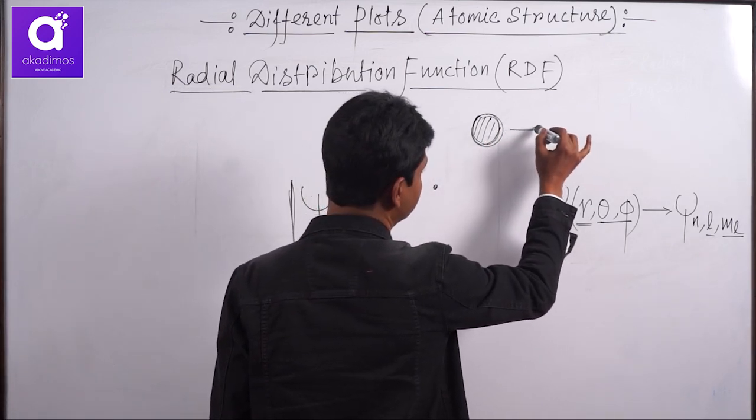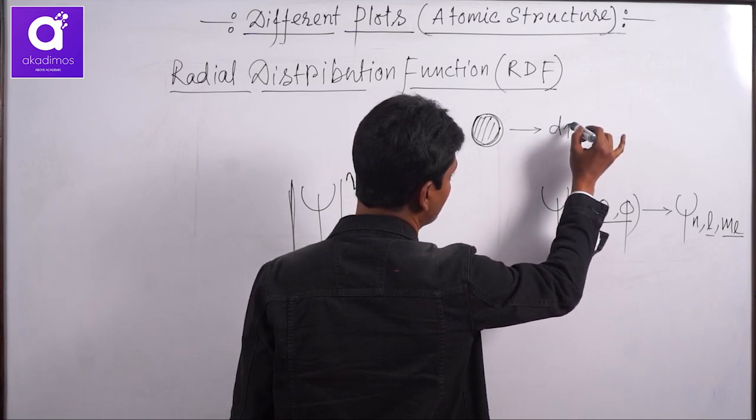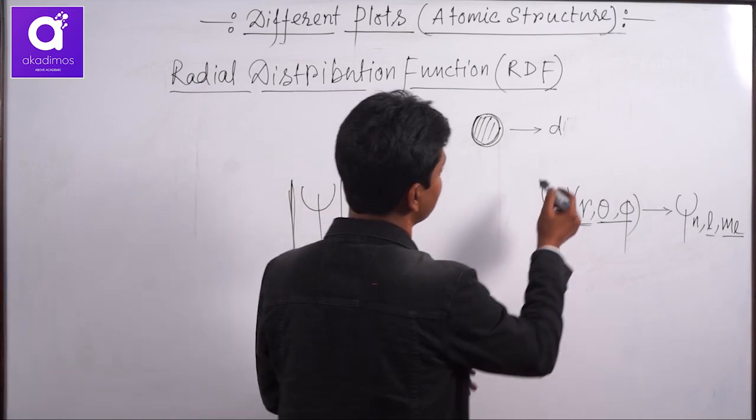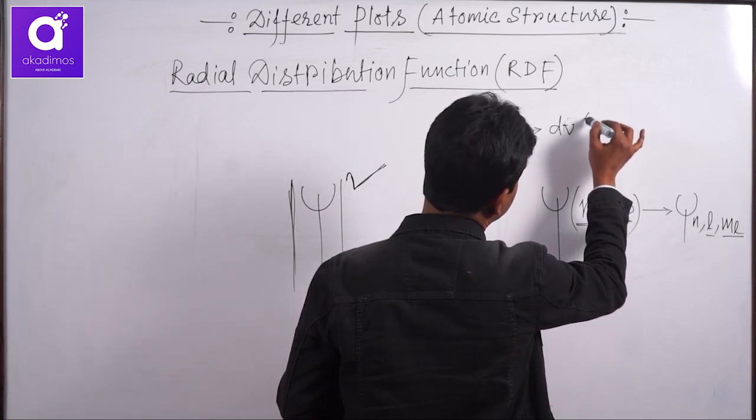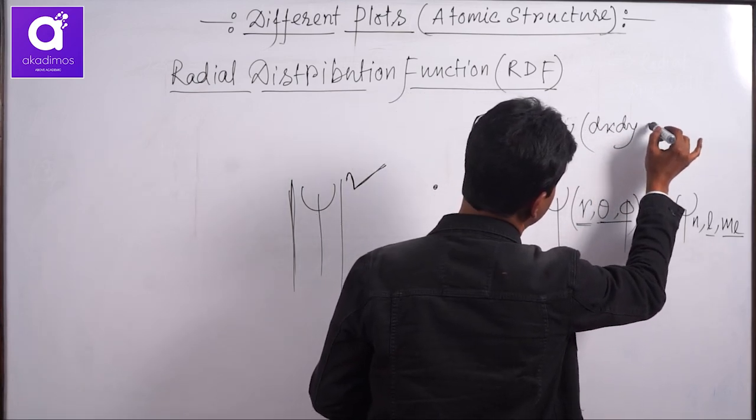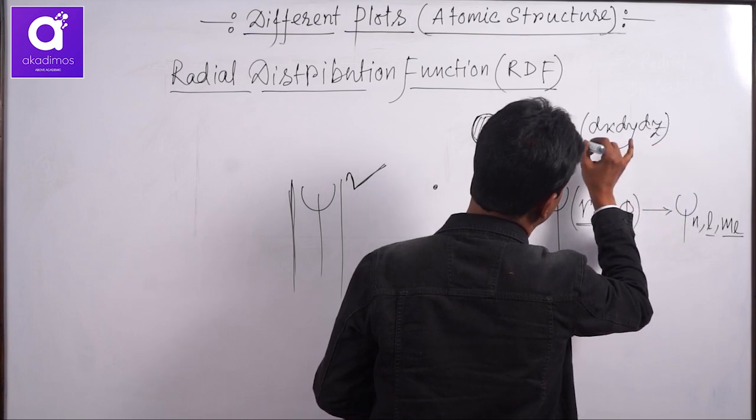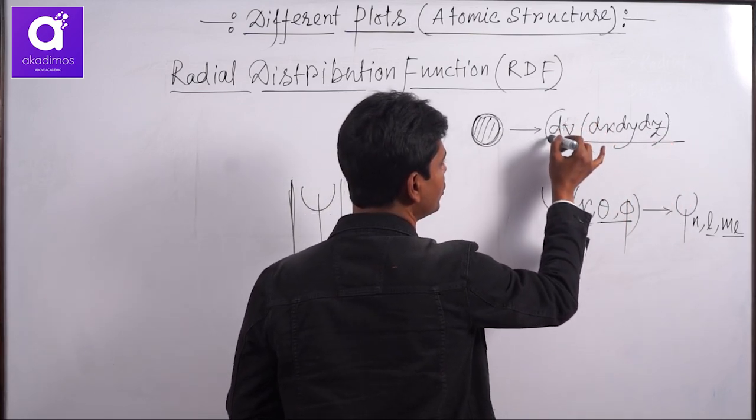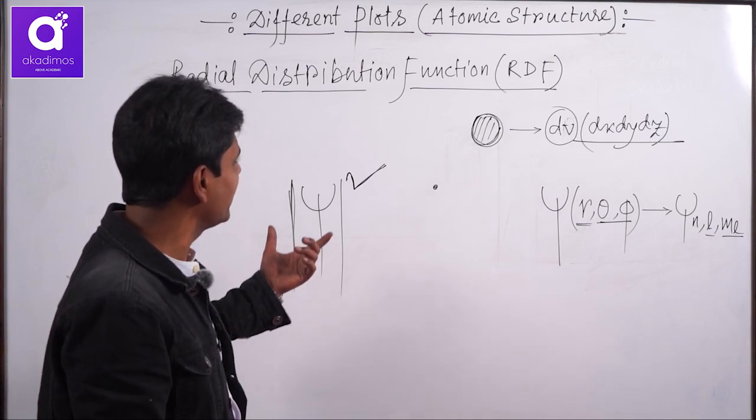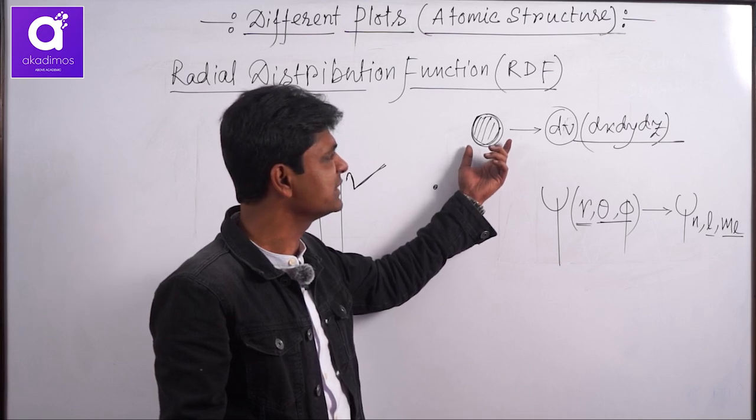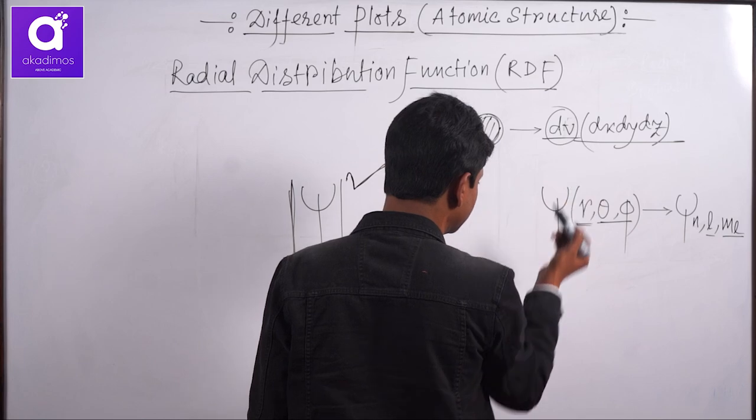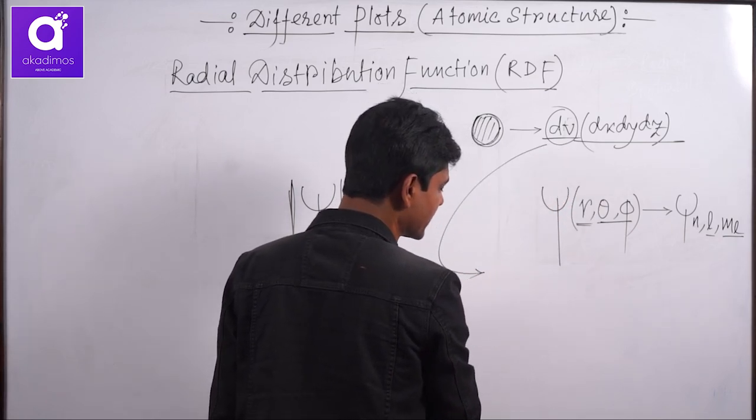This is the probability. Let its value be d tau, or simply dv. If I take Cartesian coordinates, this is dx into dy into dz, and you can easily convert it into polar coordinates. This is the small volume region where I want to find the finding probability of the electron. If I take it as a sphere, what is dv? You will get it by doing simple calculus.